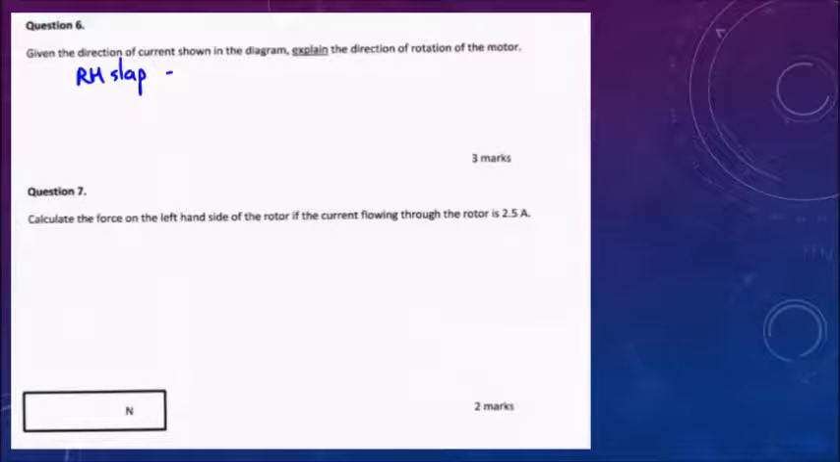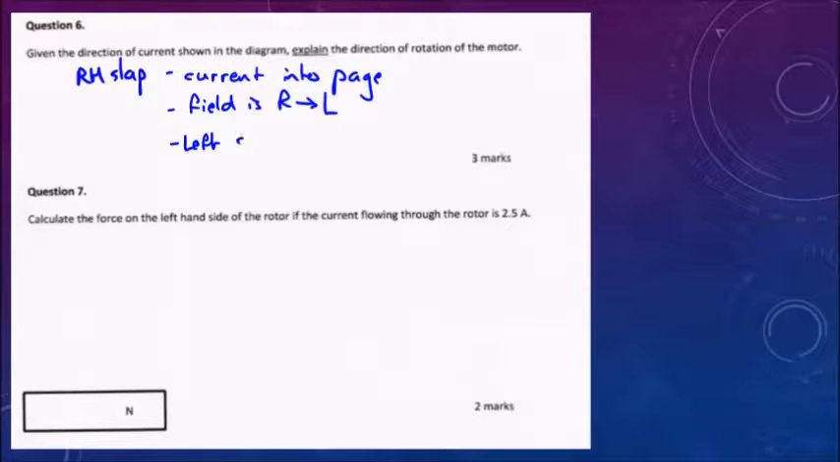So you need to actually justify things a little bit better by being specific that the current is into the page, the field is right to left, and so the left side of the coil is going to, in this case, be pushed up, and in that case the rotation is going to be clockwise.